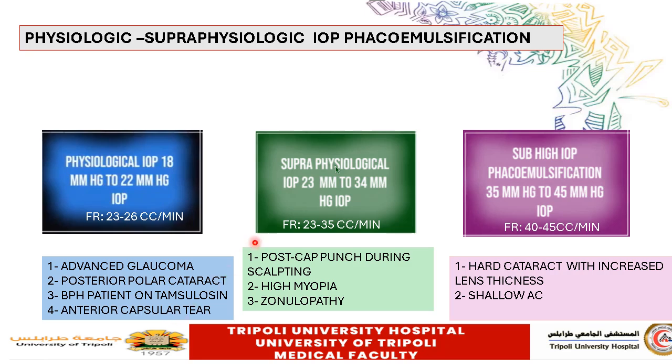Now, a supraphysiological pressure, a little bit more than the physiological IOP, between 23 to 34 mmHg, was found to be useful when you do trenching and you have a small cut in the posterior capsule, or you can use it in high myopia and patients with zonulopathy. The supra-high intraoperative pressure, more than 35 mmHg, was found useful in hard cataract with increased lens thickness and also in patients with shallow anterior chamber.